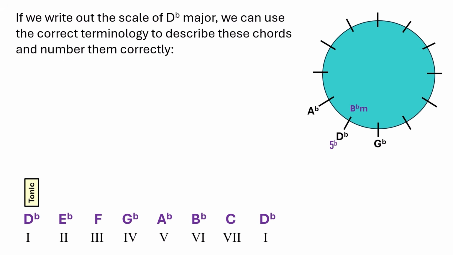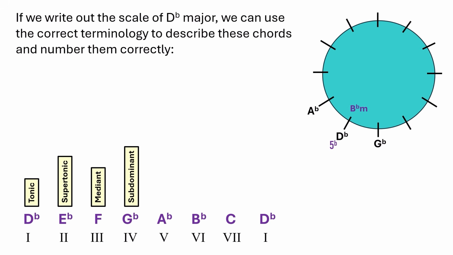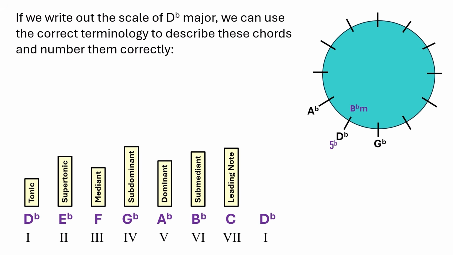Chord 1 is called the tonic, chord 2 is called the supertonic, chord 3 is called the mediant, chord 4 is called the subdominant, chord 5 is called the dominant, chord 6 is called the submediant, chord 7 is called the leading note, and chord 1 returns at the end, which is called the tonic.